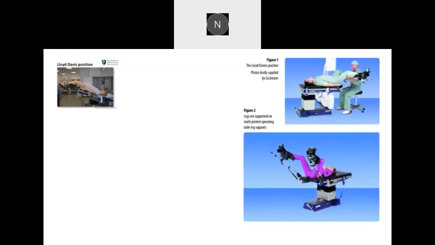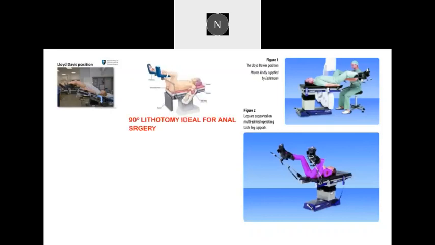And this is Lloyd Davis position. And this is the position with the patient's legs supported. And this is the 90 degree lithotomy position. You can see the thighs are vertically up at the hip joint. So this is 90 degree.